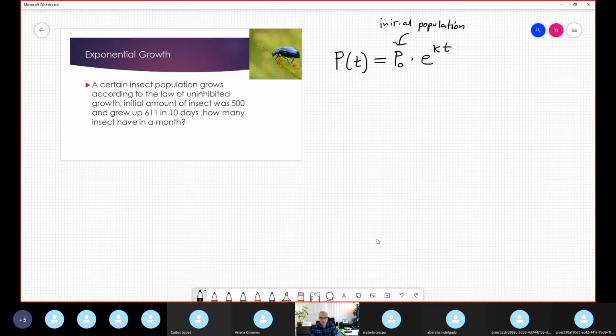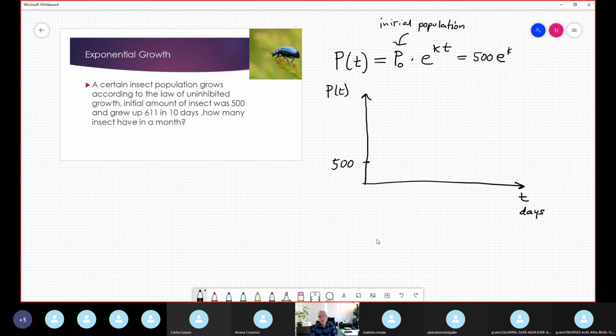Okay, so let me try to understand the idea. This graph helps me to understand, at least for me, it's visual. This is time. By the way, it's in days. The problem is talking about days. And this is the amount of insect population at any time. At the beginning, we have 500 insects. This is P null. This P null is 500.